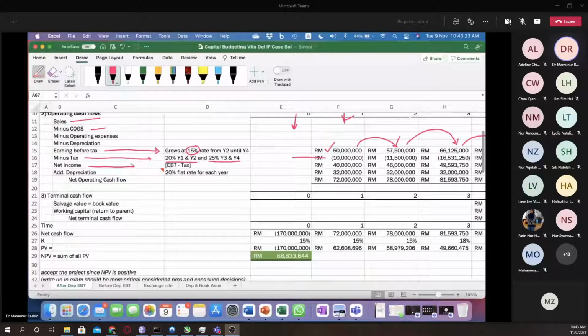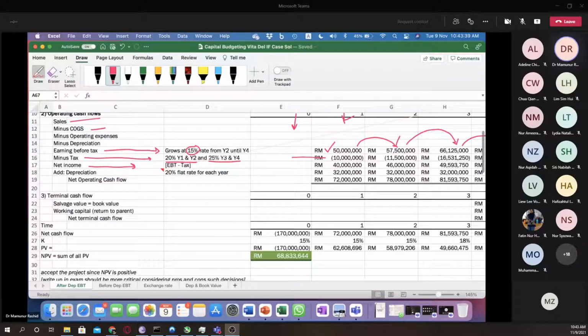Next is net income. After tax, we don't have any interest. Remember, we are not getting any loan from the bank. Rather, we are getting working capital from the mother company. So there is no interest involved. So we are not paying any interest. So we'll directly calculate net income. EBT minus tax is the net income.